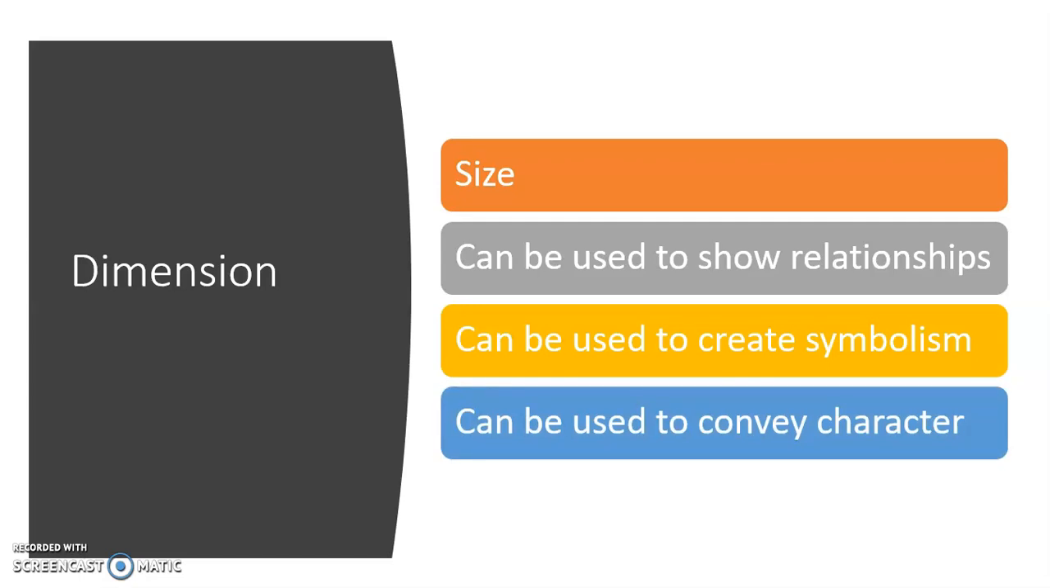So if a character is wearing, say, very oversized clothing, that may be showing that they want to disappear. If they're wearing very tight clothing, maybe it's showing that they have changed a lot. Maybe it's showing that they want to show off their bodies. Maybe it shows they've turned into the Incredible Hulk and the clothes that used to fit them don't fit them anymore.